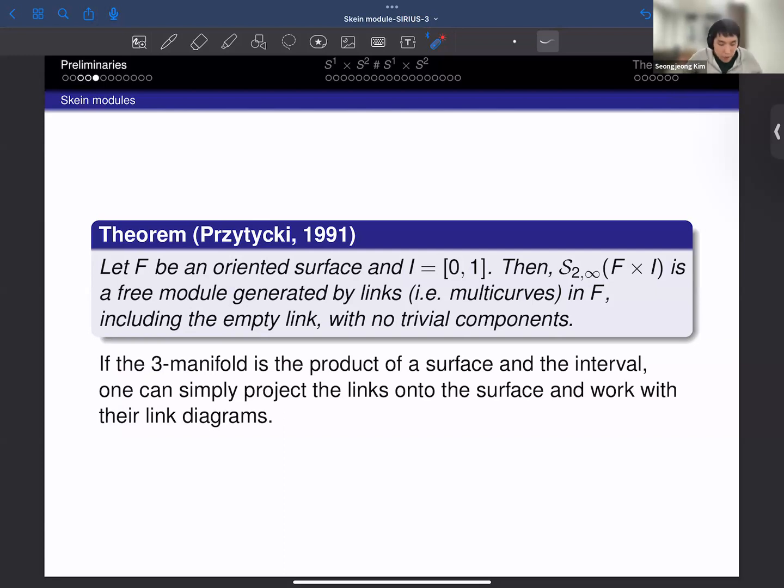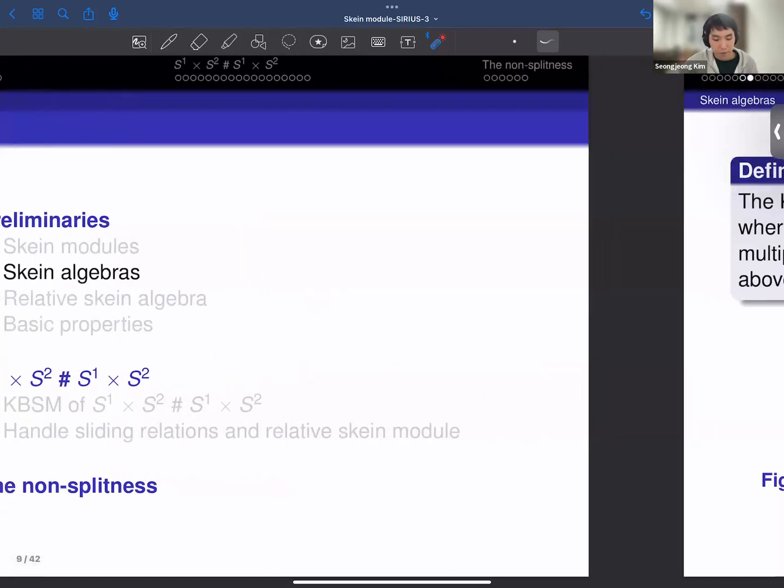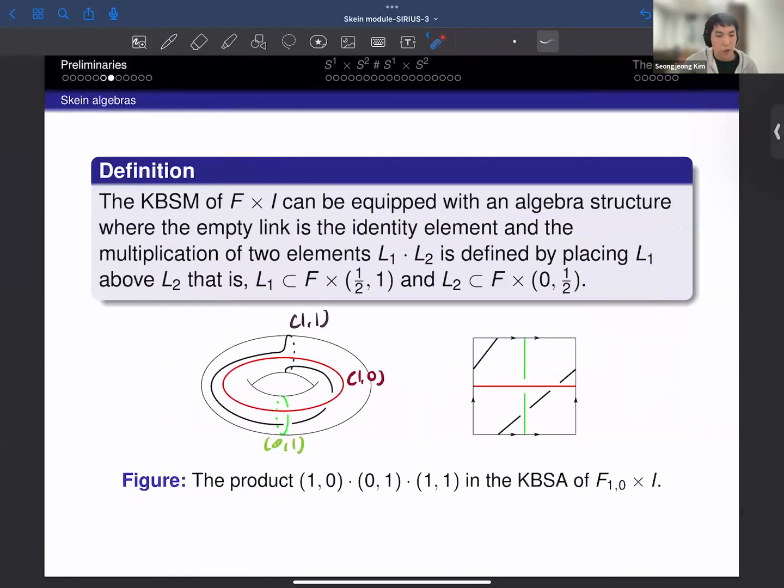But this one is the simplest case, but it is important because in the case of a surface, we can get an algebra structure. In particular, we can define the multiplication of elements in the KBSM. The Kauffman skein module of F times I can be equipped with an algebra structure where the empty link is the identity element and the multiplication of two elements is defined by placing L1 above L2.